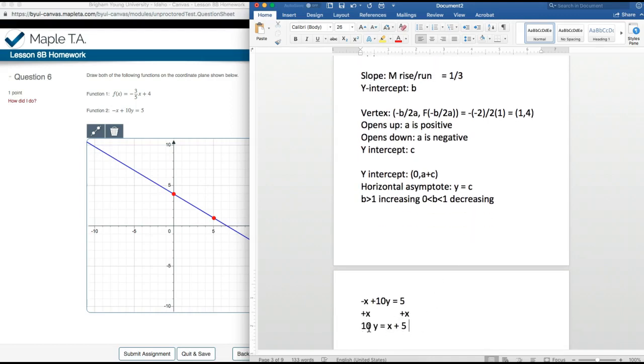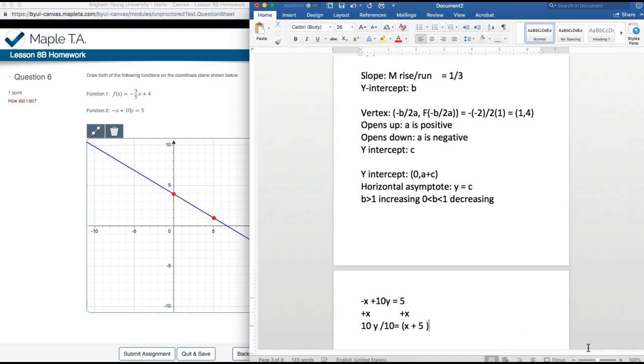So the next thing I need to do is get rid of the 10 so that it's y all by itself. The 10 is being multiplied to the y, which means I need to divide both sides by 10. So we'll do it like this, divide by 10. And this entire side is also being divided by 10.